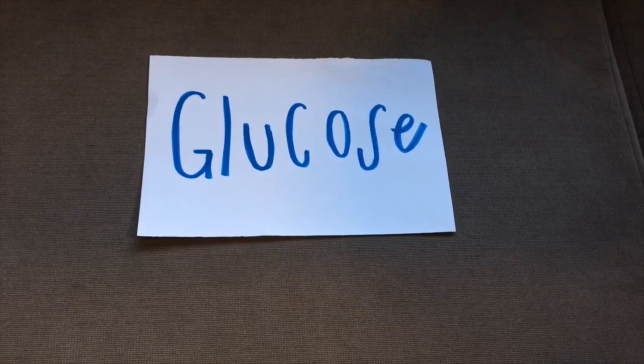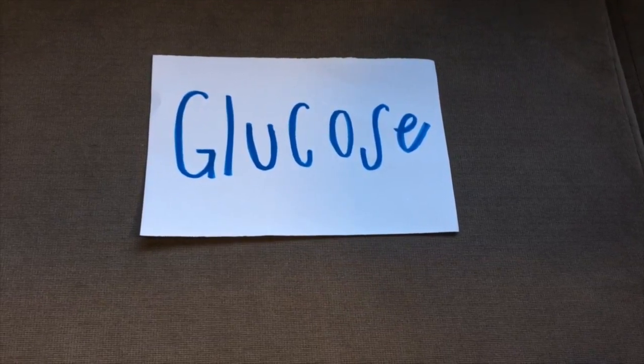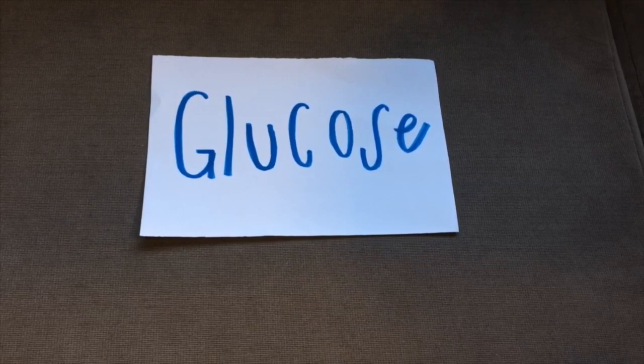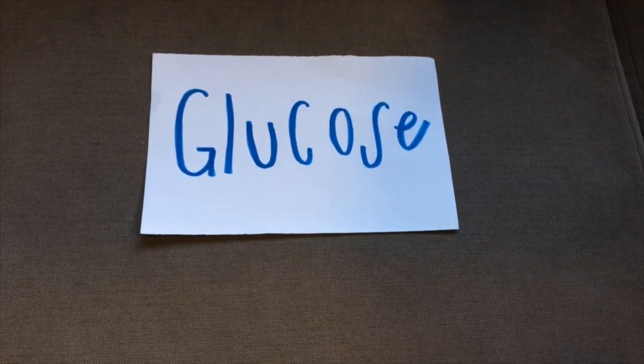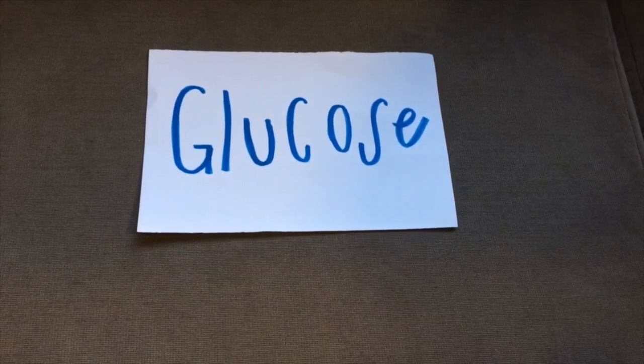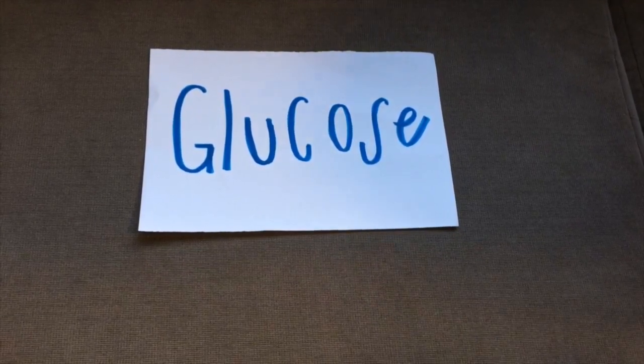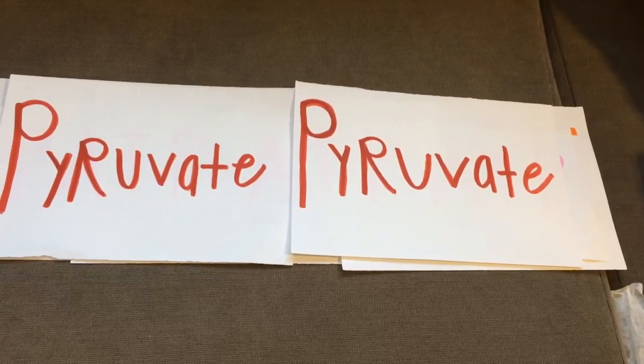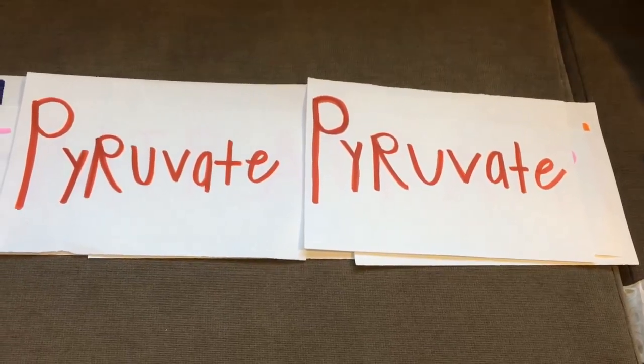Glucose is a 6-carbon sugar. In a process called glycolysis, which occurs outside of the mitochondria in the cytosol, phosphorylation involves the highest energy phosphate bond found in living organisms and is involved in glycolysis and gluconeogenesis. Glucose is broken down into 2 molecules of a 3-carbon molecule called pyruvate.